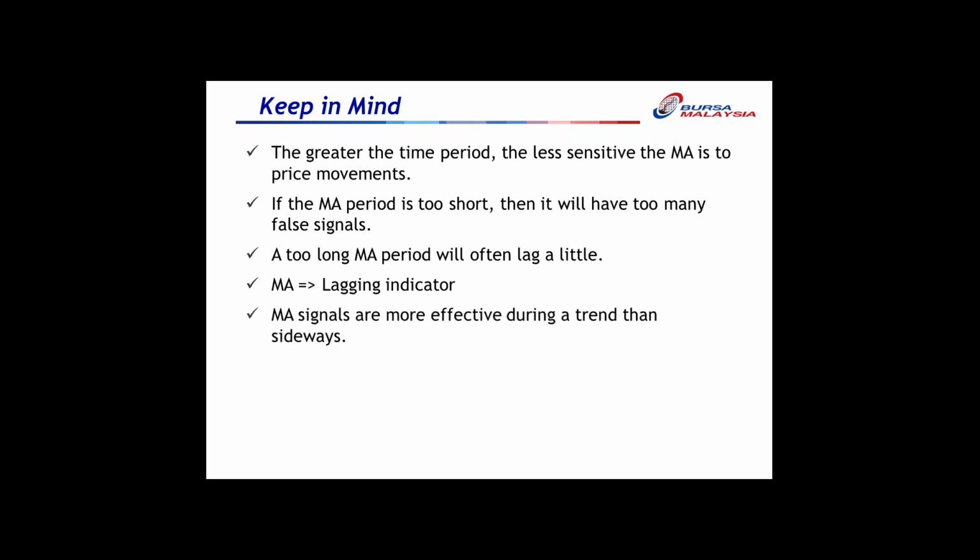Alright. Now, MA signals are more effective during a trend than sideways, because sideways you can see a lot of moving averages crossing each other. In a trend, you will see fewer signals and they often prove to be more reliable. Now, if you really want to use moving averages in a sideways trend, it's better to use a longer period.